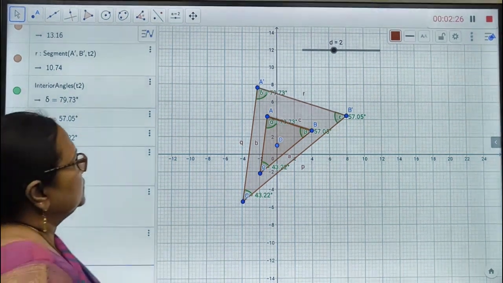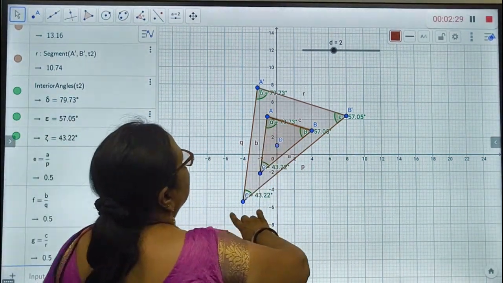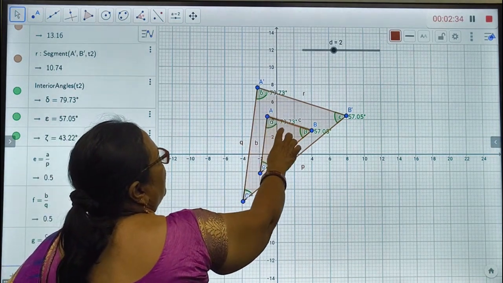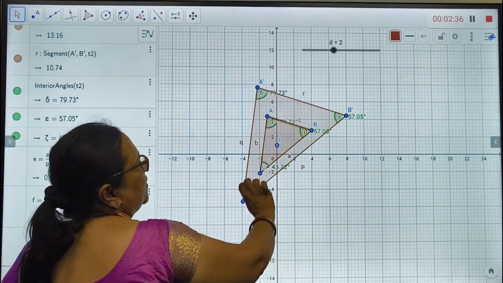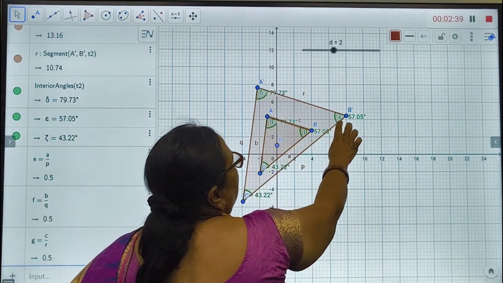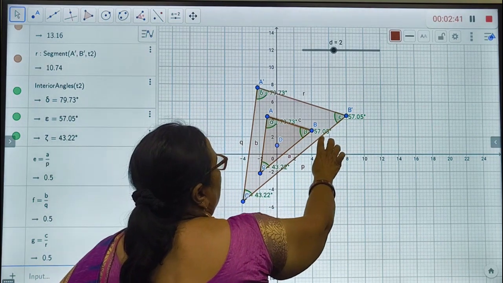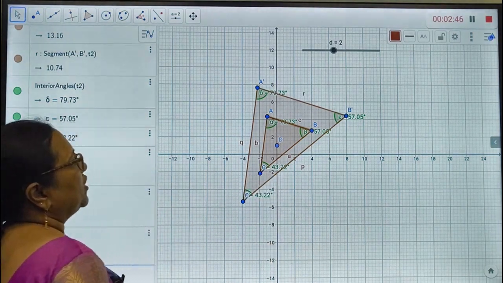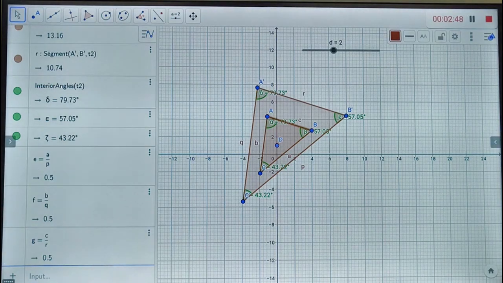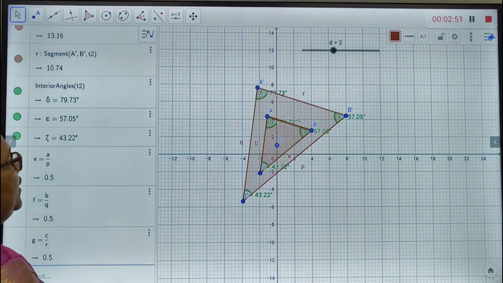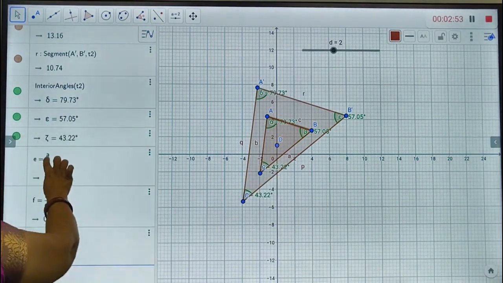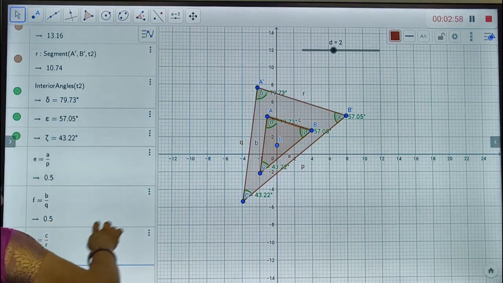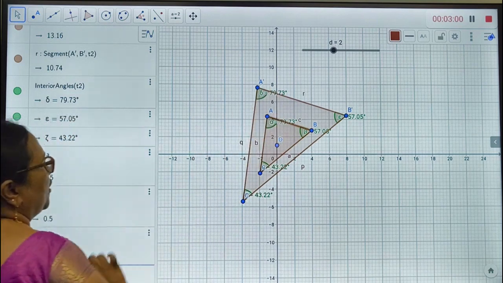Now look at this. I've got two similar triangles here. As you can see, if this is 79.7, this is also 79.7. Angle B and this angle E, 57.05, 57.05. This is 43.22. This angle is also 43.22. So if you look at the proportionality of sides, that is A by P is 0.5, B by Q is 0.5, C by R is also 0.5.